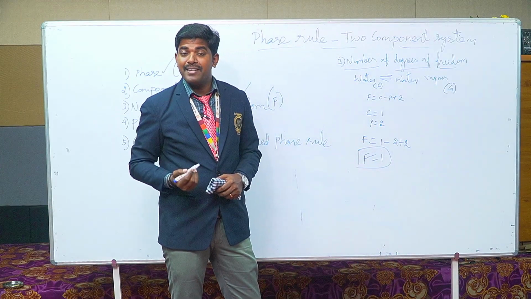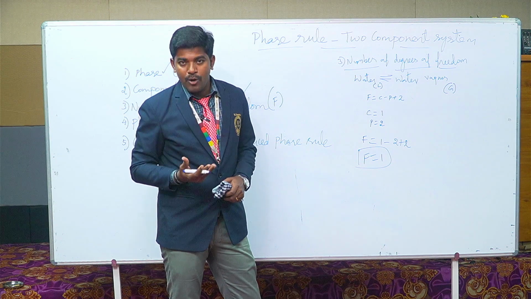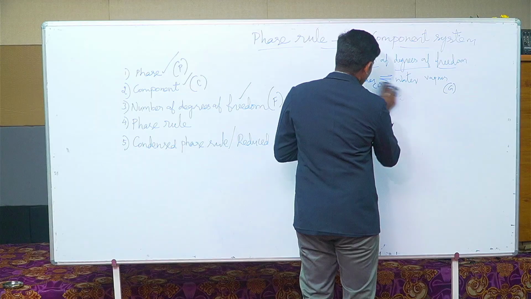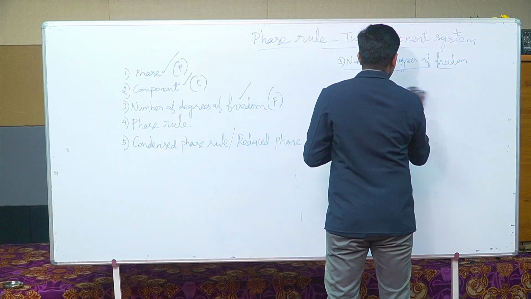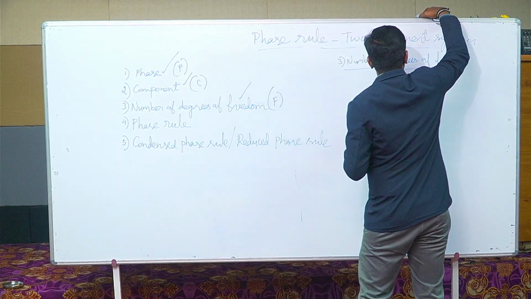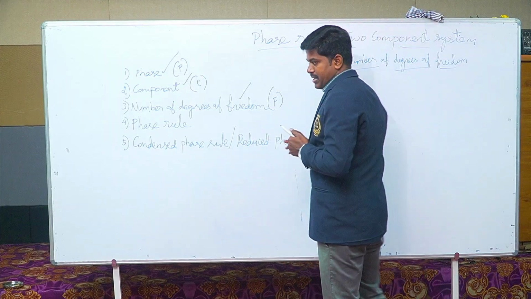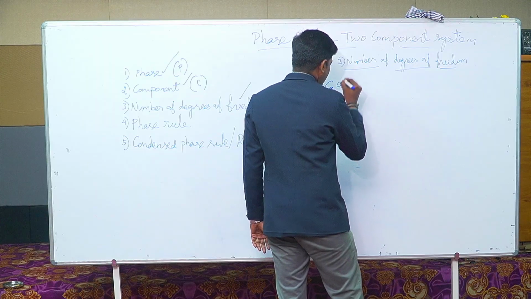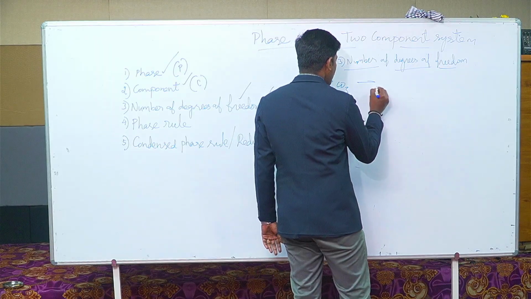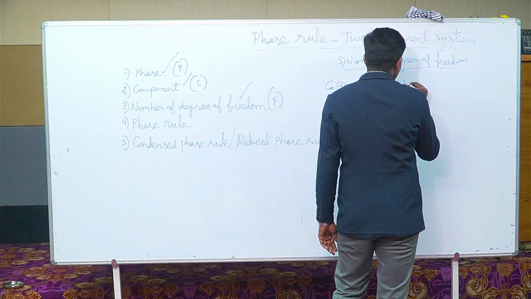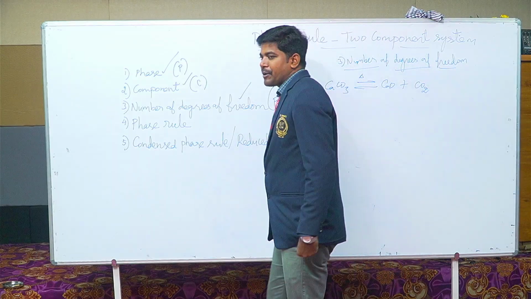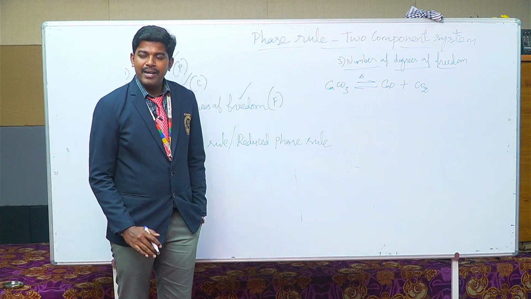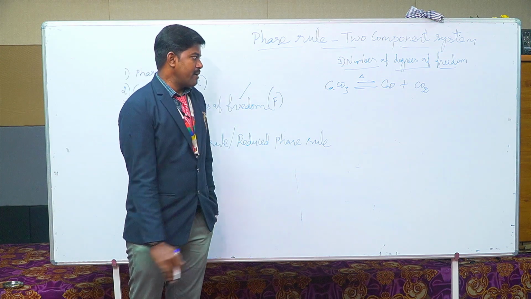How to find out the number of degrees of freedom for the decomposition of calcium carbonate. So this is basic and simple, a little more complicated. The molecular formula of calcium carbonate is CaCO3, and it is decomposed and forms calcium oxide and carbon dioxide. Now the question: find out the number of degrees of freedom in this equilibrium reaction.